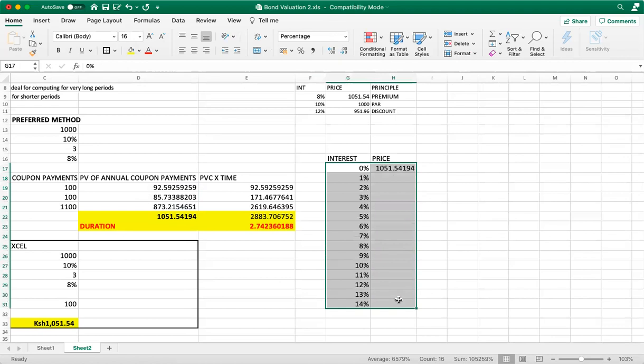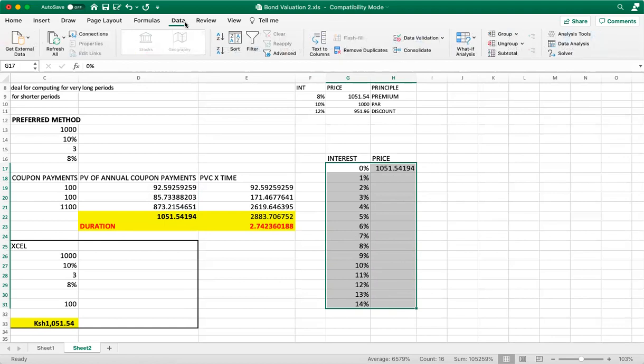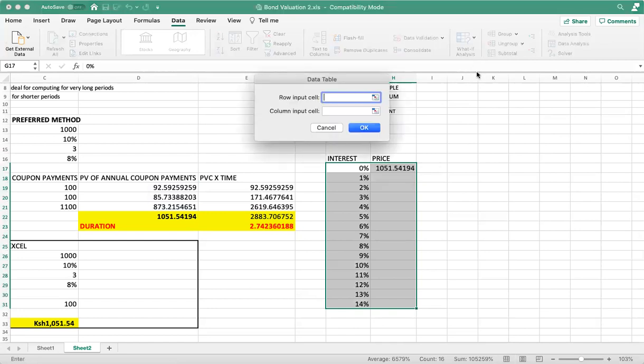So you come here and highlight next. So you highlight the two columns. Those two are called columns. Then you go to data. So you click on data. Then you go to what if. What if is here. So you go to your right, you'll see what if. Click on what if and you'll see data table.